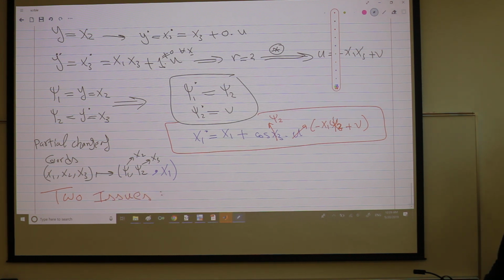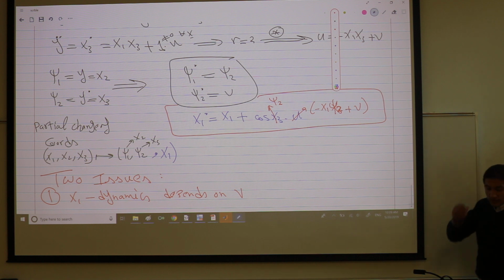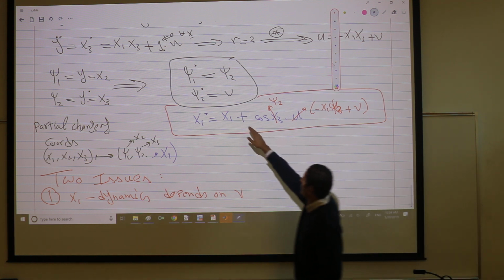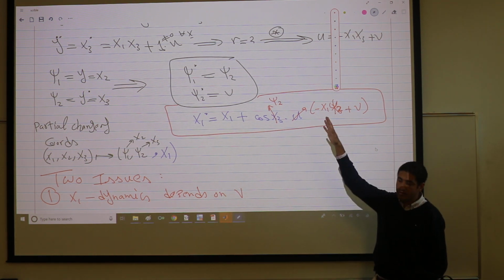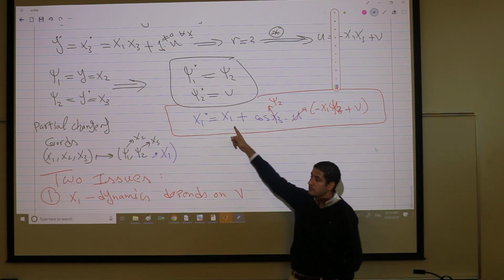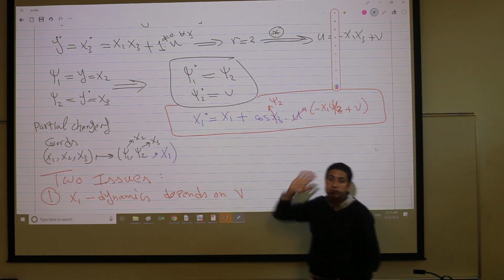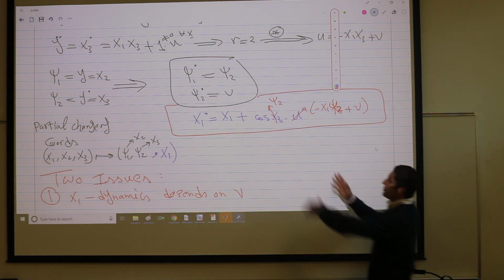Two issues with this red equation. The first is that the x1 dynamics, the remaining dynamics, depends on the input, depends on v. What's wrong with that? You will adjust your v here to achieve whatever you like, and indeed you will. But this v is here, so it may do crazy things for the x1. You don't want to do that, right? The issue is I will not be able to treat them as a whole.